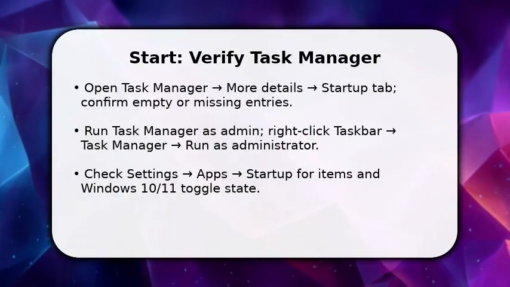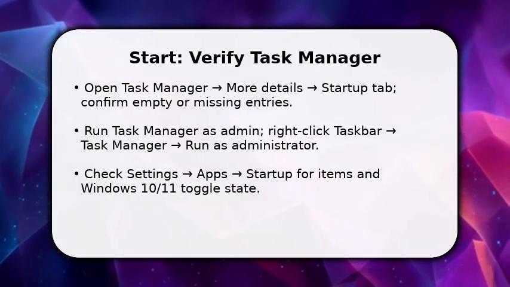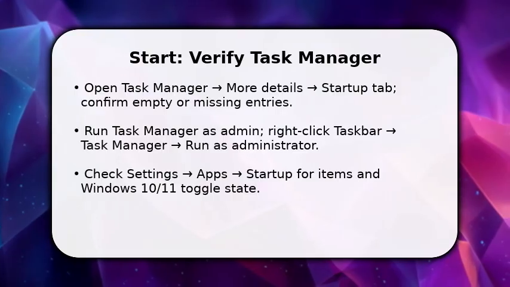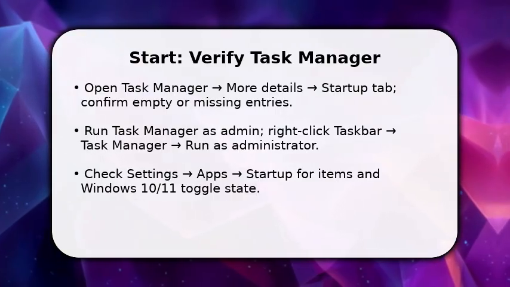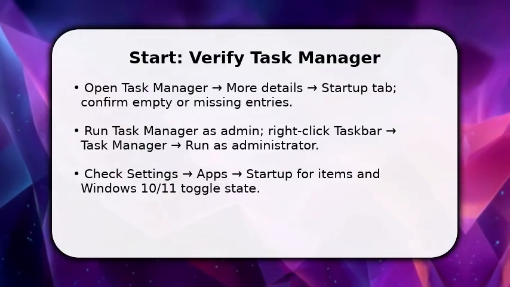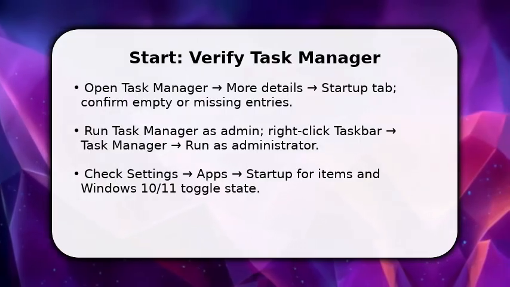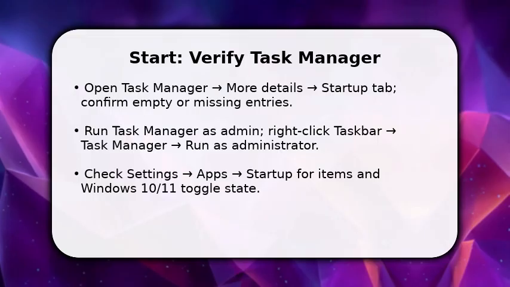You start by confirming the problem. Open Task Manager, click More Details, then the Startup tab. If it's blank, run Task Manager as administrator so you see protected entries. Once done, open Settings > Apps > Startup to verify Windows level toggles because Task Manager reads those.